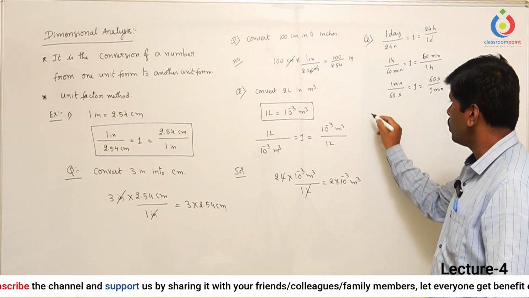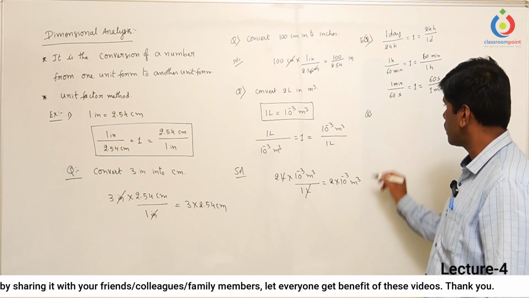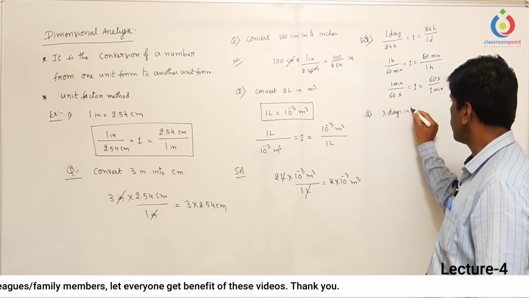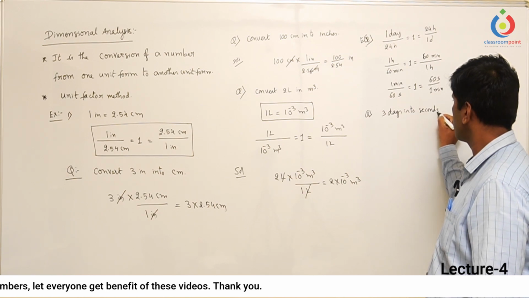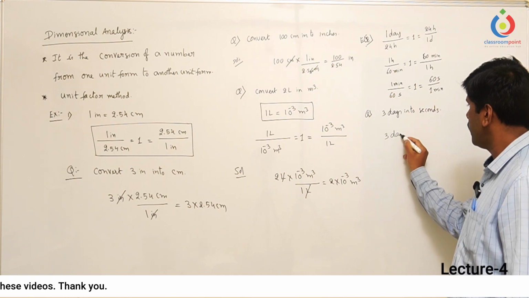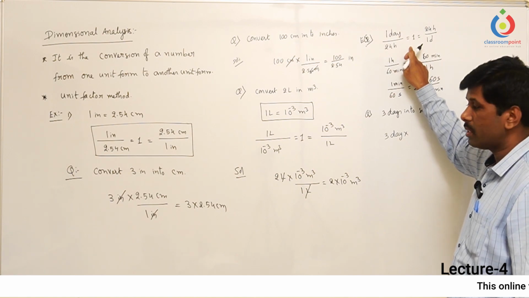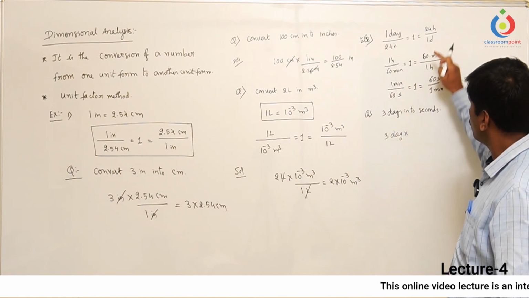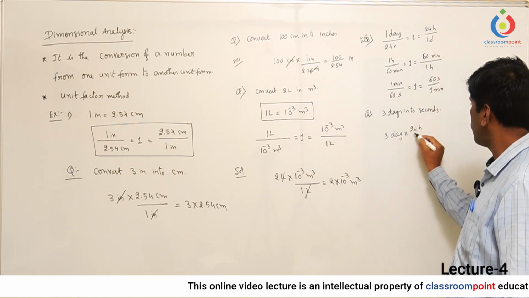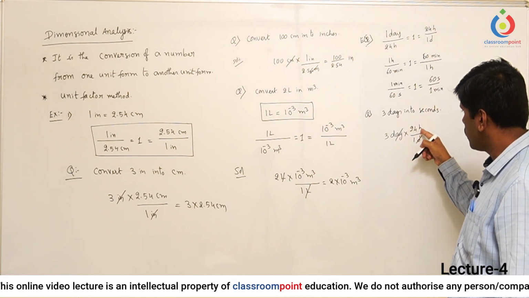Now, imagine there is a question, this is an example, where they are asking to convert 3 days into seconds. So we have to select first of all 3 days. Where is day present? In this unit factor, day is present. Here day must be in the denominator, so select this value, that is 24 hours by 1 day. Day cancels out. Finally, what is left here? Hours are left.